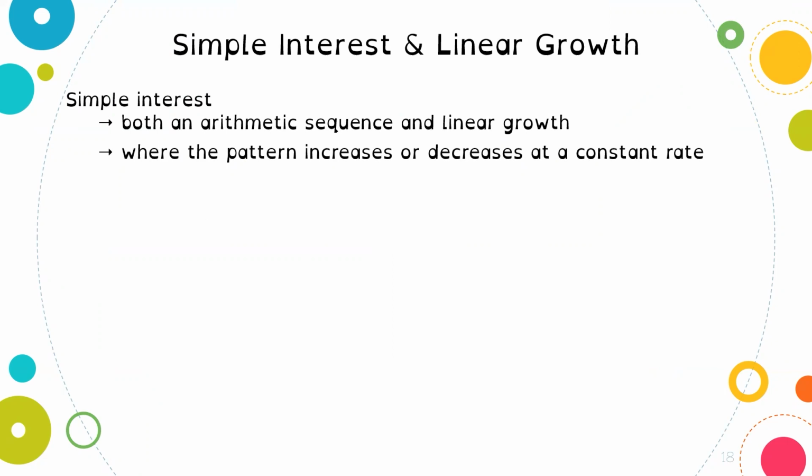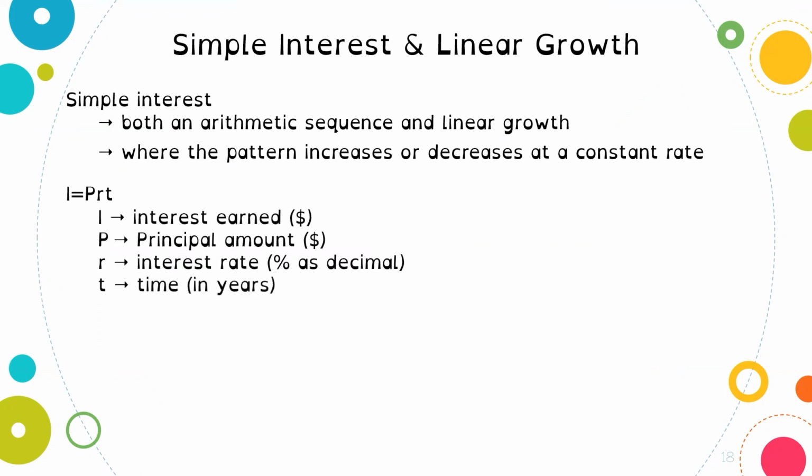And what this means is that the pattern increases or could decrease at a constant rate. So it is changing at the same amount each time. You're either adding or subtracting the same amount each time as time goes on. So our formula for simple interest is I equals PRT, where I is the interest earned in money, P is the principal amount in money, R is your interest rate as a percent as a decimal, and T is your time in years.